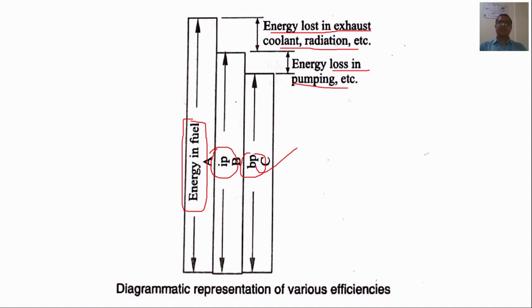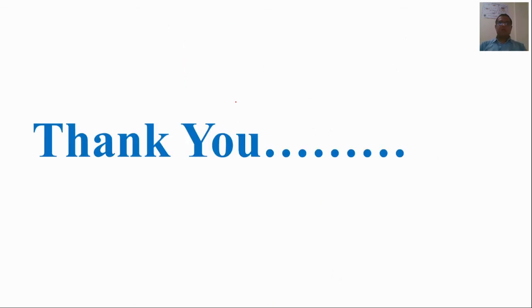So this is the diagrammatic representation of the various efficiencies we have discussed: indicated thermal efficiency, brake thermal efficiency and mechanical efficiency. So here we have completed our today's session. In our next session, we will discuss some more engine performance parameters.